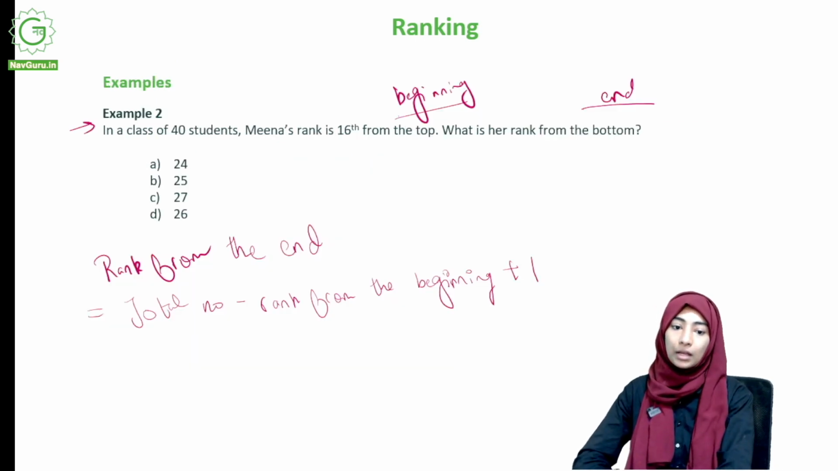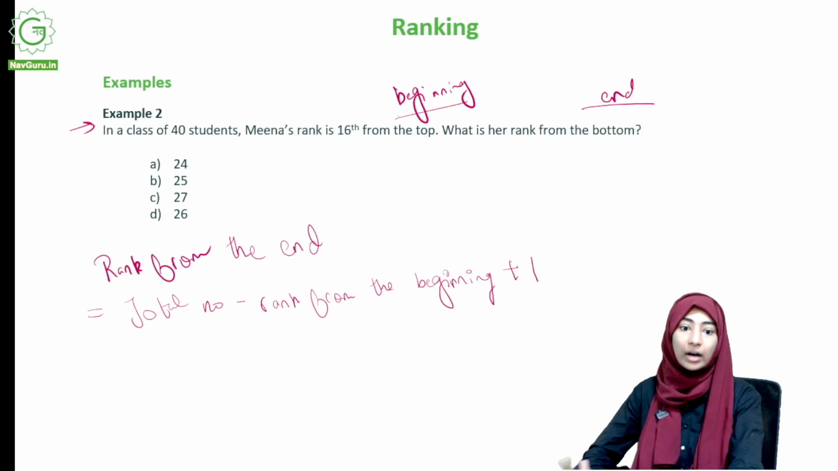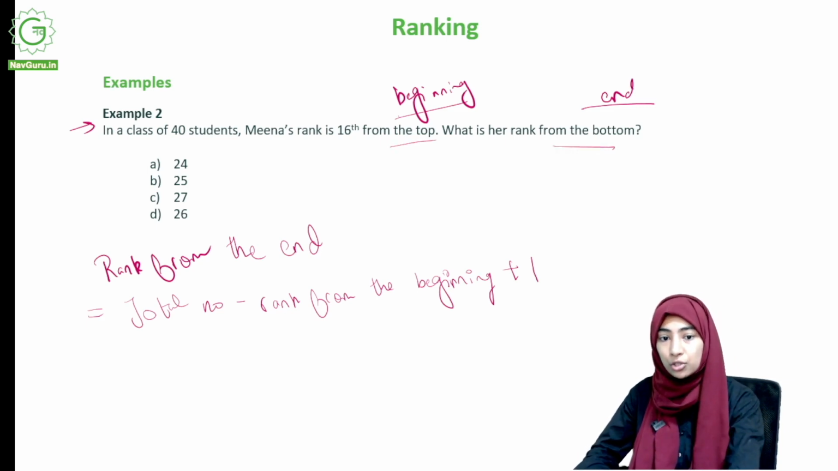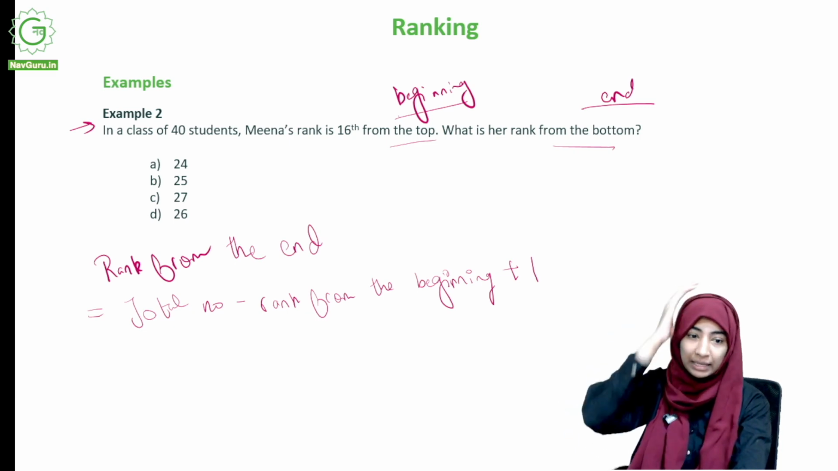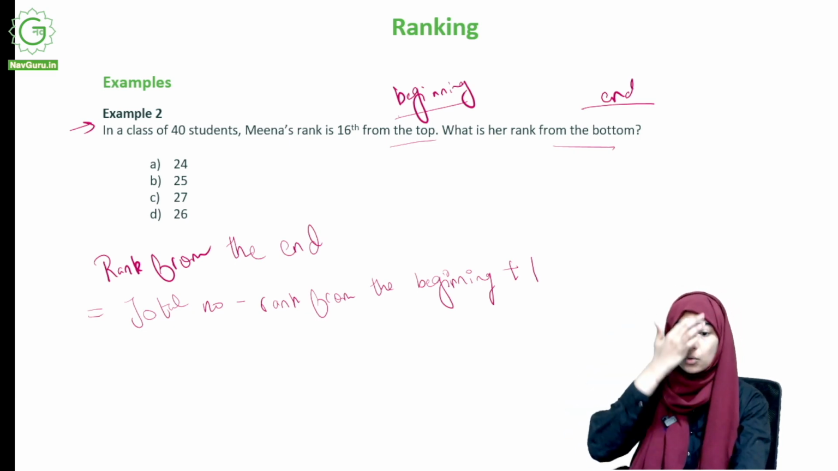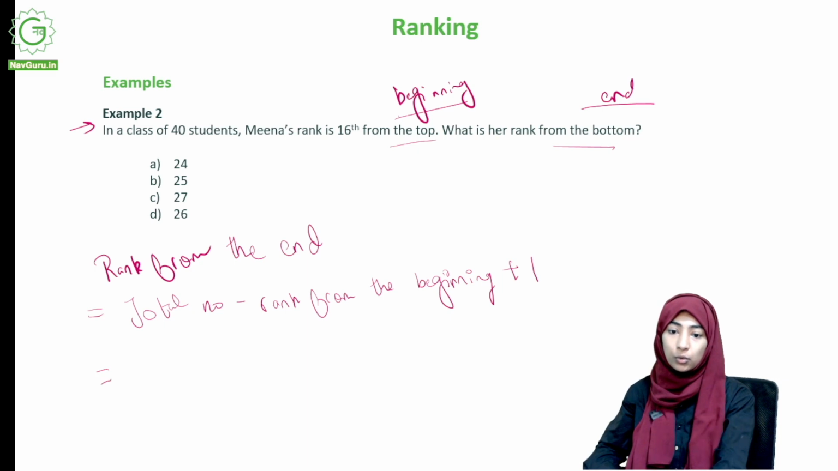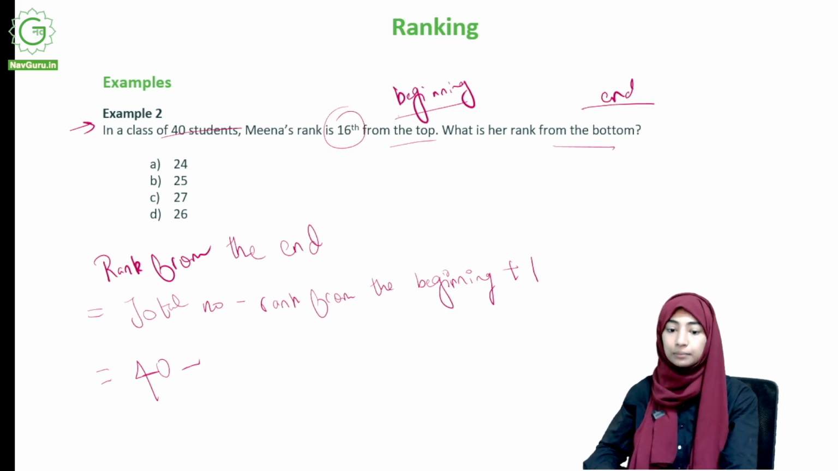So now, I hope you have understood how this is the beginning and the end, right? When we say from the top, it is usually taken as the beginning and the bottom is usually taken as the end. So now what is the total number of students? 40. That is 40 minus rank from the beginning, or rank from the top, which is 16.